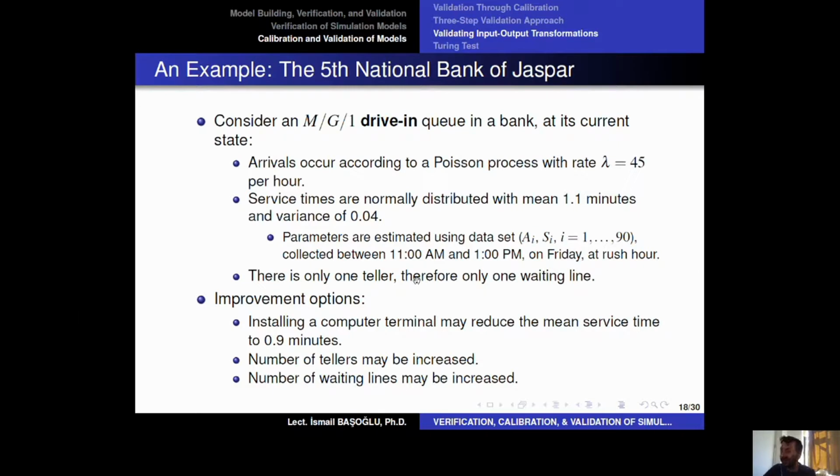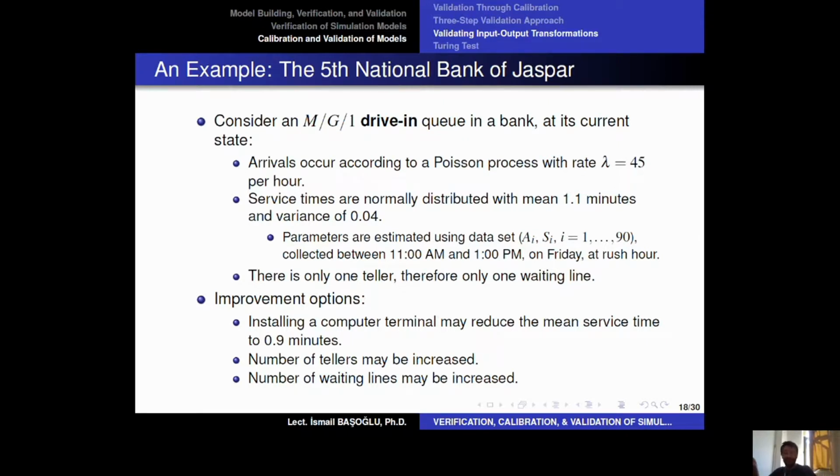Okay, there is only one teller, therefore only one waiting line. So what are the improvement options for this system? We can install a computer terminal which may reduce the mean service time to 0.9 minutes. So one decision is this. Another improvement is we can increase the number of tellers. So instead of one teller, we can put two parallel tellers. And another improvement option is the number of waiting lines may be increased. So we can put separate waiting lines there. So we may have multiple queues for multiple tellers there. I don't know if it is a good idea or not.